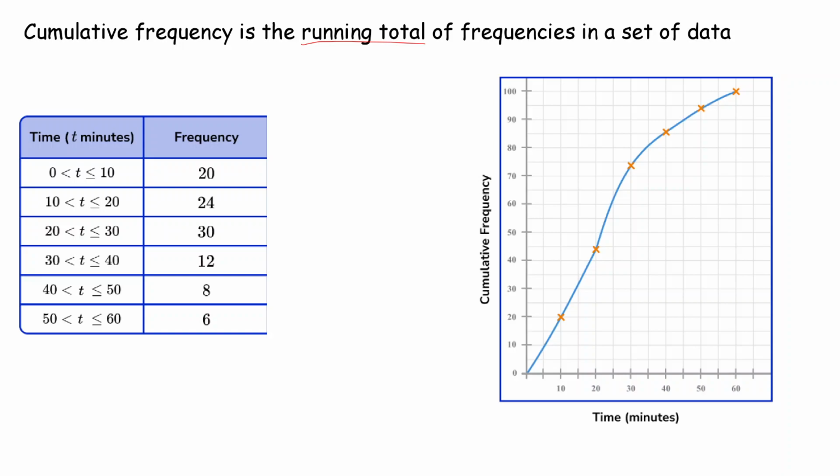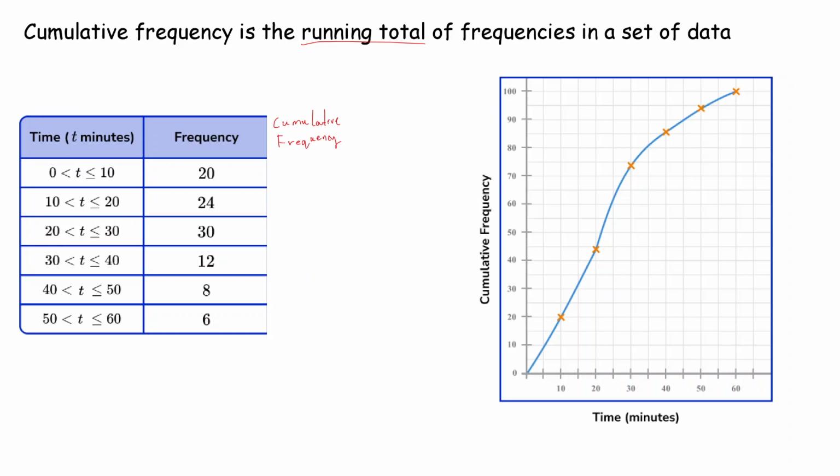But with cumulative frequency, and when you plot a cumulative frequency graph, like we can see over here, we need to get a running total. That is what cumulative frequency is. So we've got to go and add on an extra column and call it cumulative frequency.